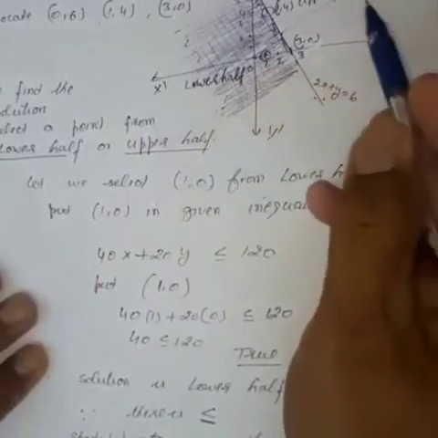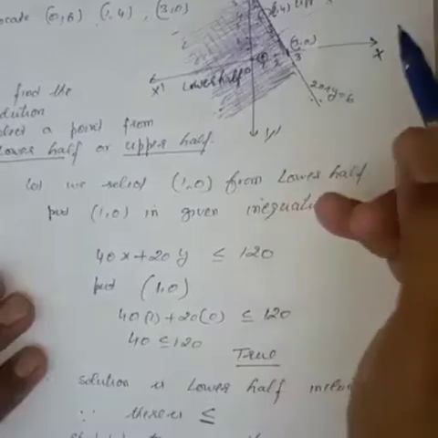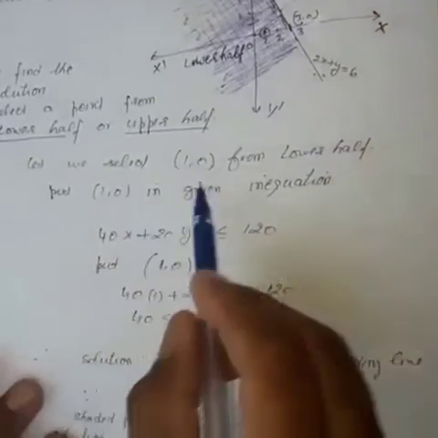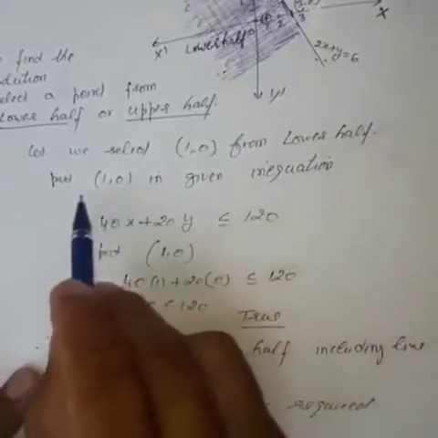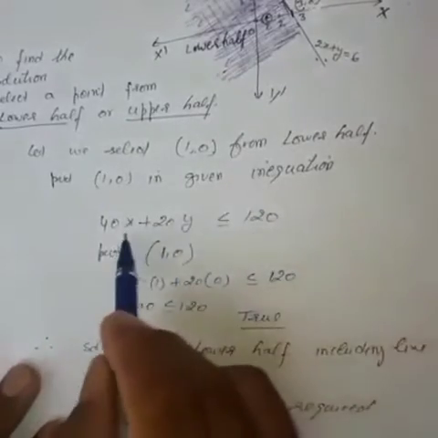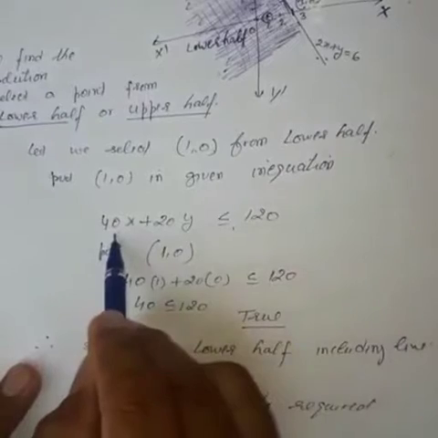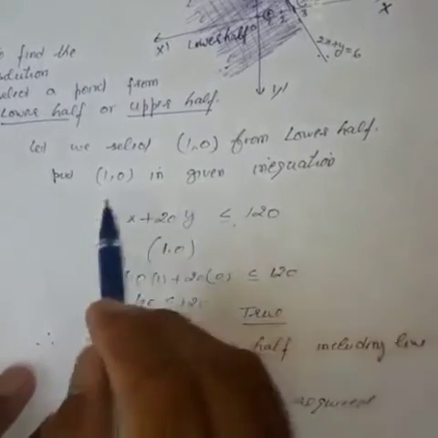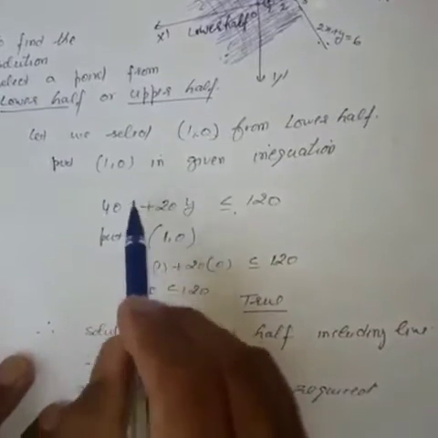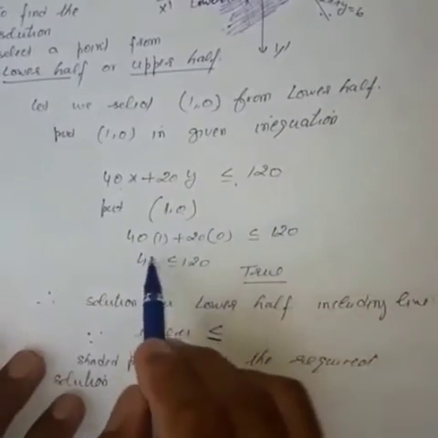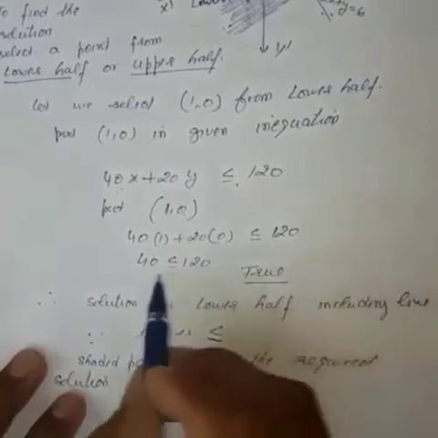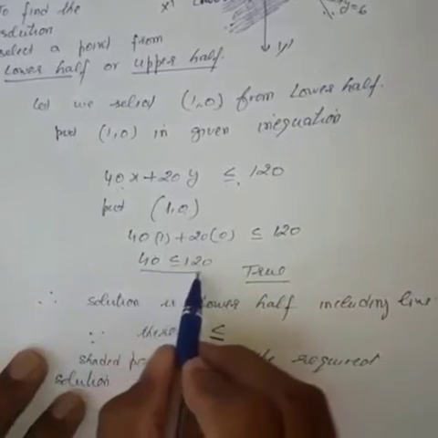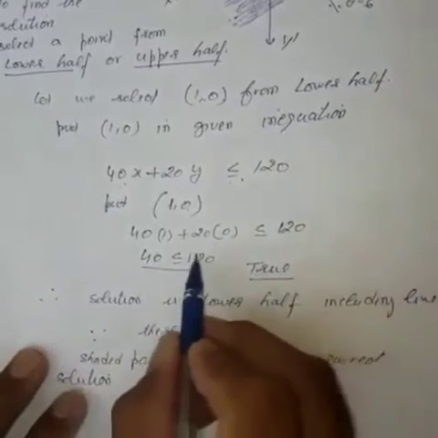We can select any point in the lower half plane or upper half plane, but the point should not be on the line. Then this (1, 0), we will put this in the given inequality. Given inequality is 40x plus 20y is less than or equal to 120. (1, 0), it means x will be 1 and y will be 0. So 40 is less than or equal to 120.